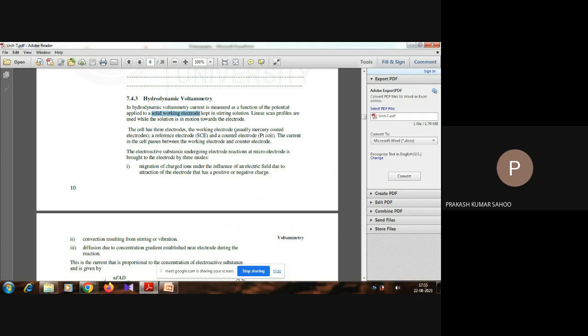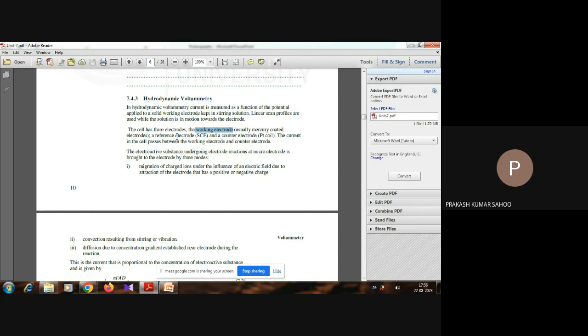These are the working electrode, like in our electrode battery. Then we have the working electrode, the mercury coated electrode, that is your mercury electrode. Then a reference electrode is our standard chemical electrode SCE, and we have the counter electrode, that is the anode, and this SCE is the reference, and the working electrode is the cathode. So working electrode means it is a mercury coated electrode.